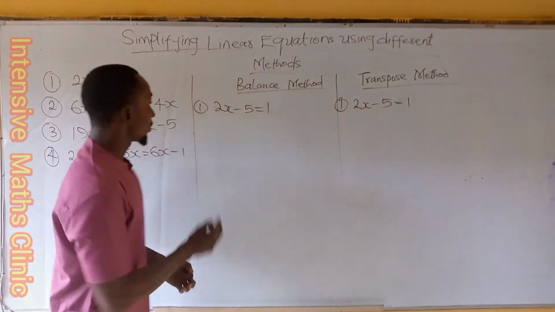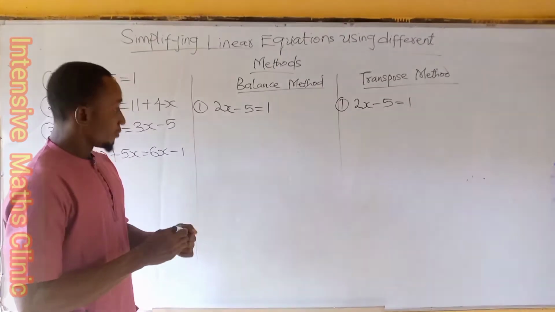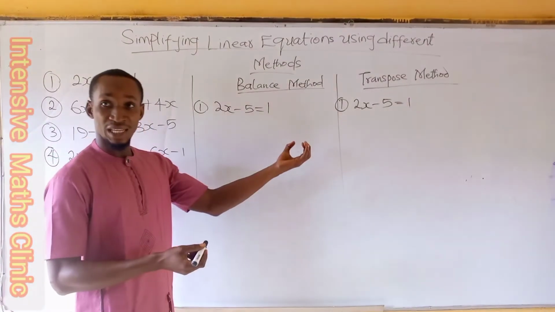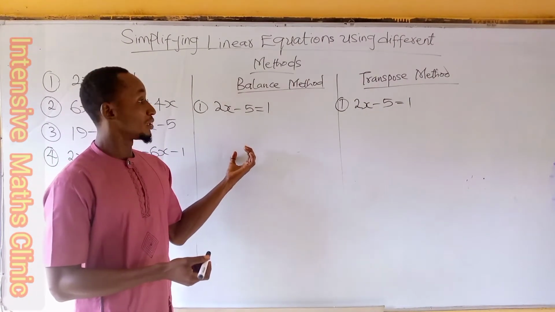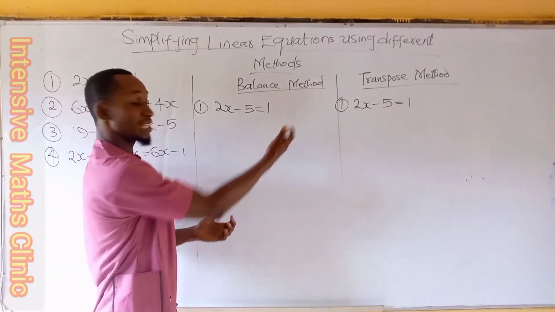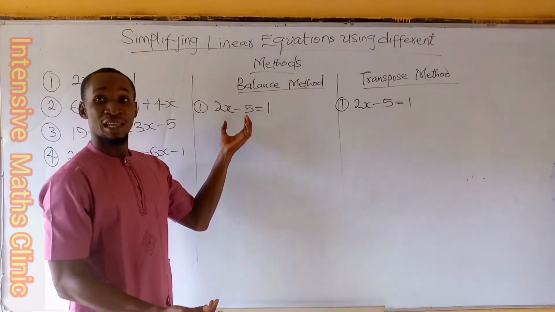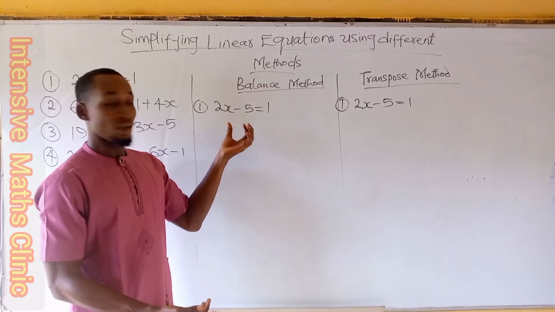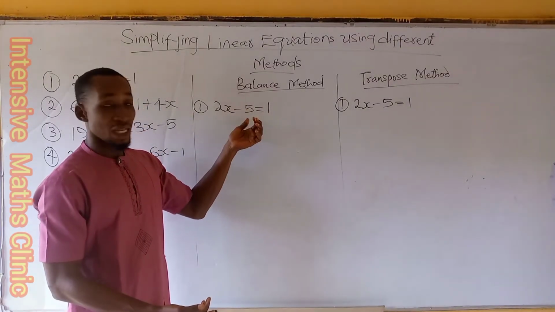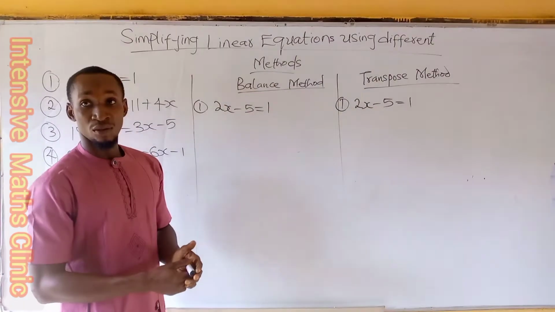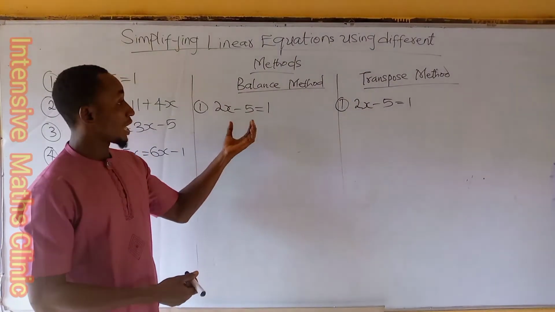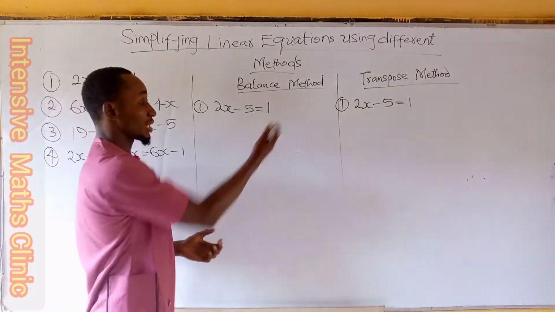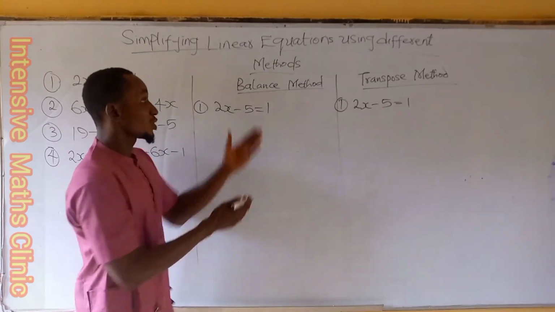Using the balance method means what we have at the right hand side must be equal to what we have in the left hand side. On the right hand side we have 1 as a constant, while here we have a constant and an arbitrary term, which becomes an expression. We have an expression here and a constant. So what do we do now? We solve using the balance method.